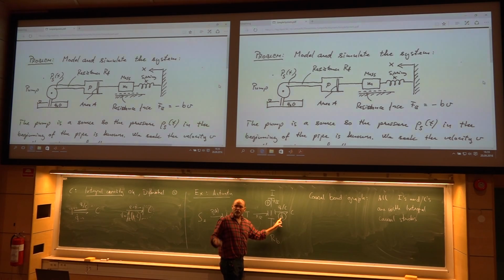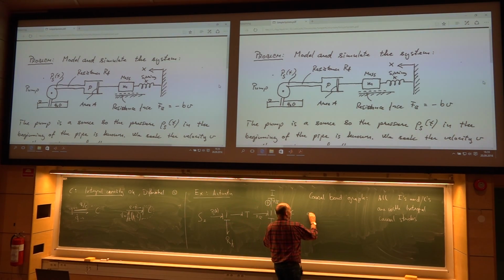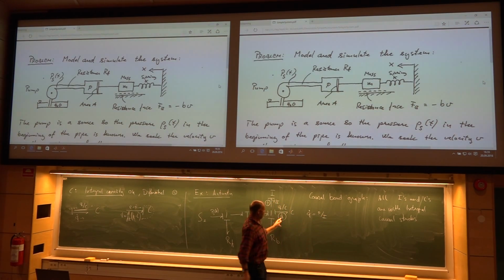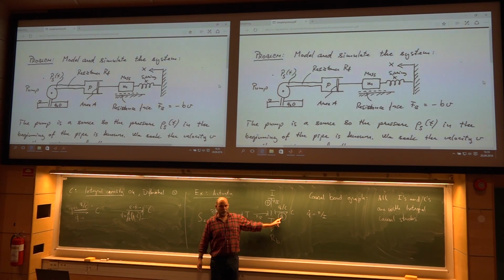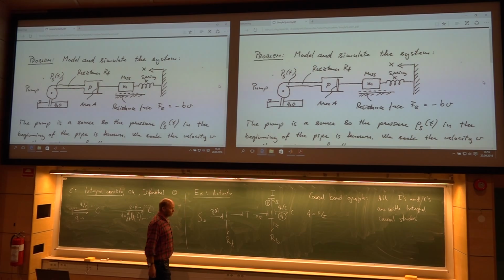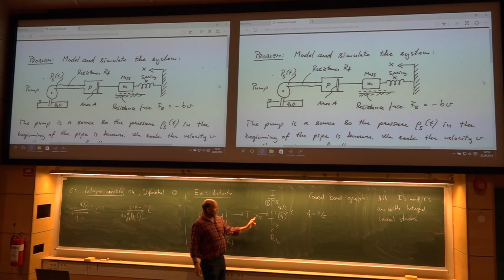Aha, here I find my first equation. Q dot equals P divided by I. That's a first order ordinary differential equation. That was nice. Here I have P over I.